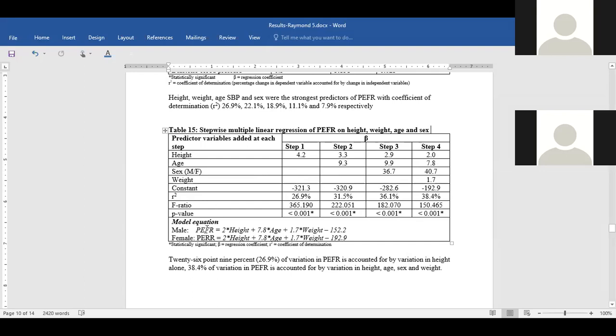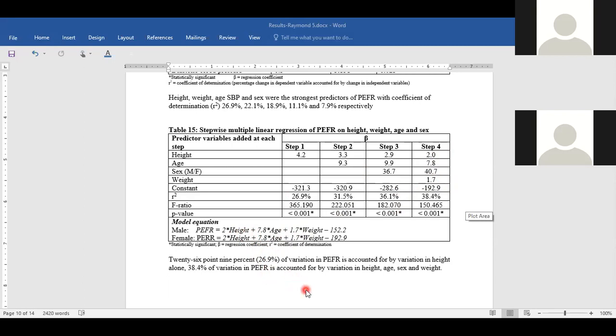Can you see the equation for male? Look at the coefficient for height here, it is 2. That's 2 times height, plus the coefficient for age, 7.8. For weight it is 1.7. But you cannot use the same thing for sex.